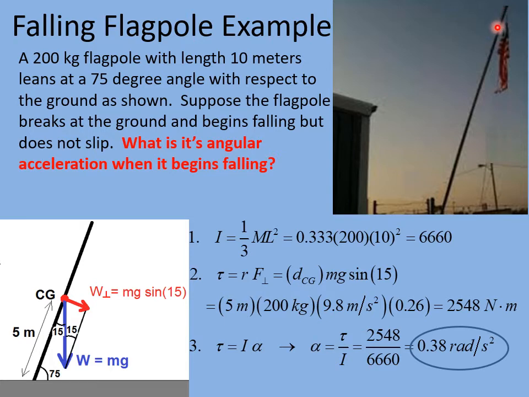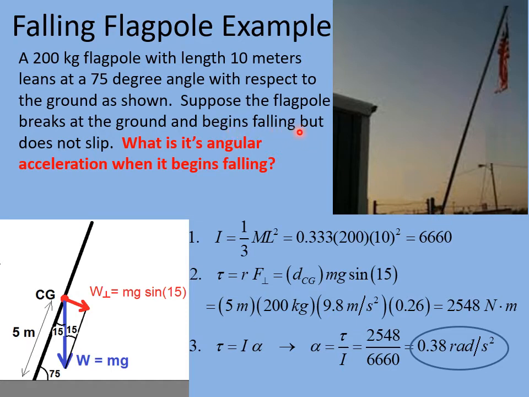So we're going to figure out what its angular acceleration is as it begins falling. The first thing is to figure out what is the rotational inertia of this flagpole. Again, we have to resort to the table in the textbook or in your notes. And so this is a rod. Again, you can model this as a long rod or pole, and it's going to rotate about the end here.